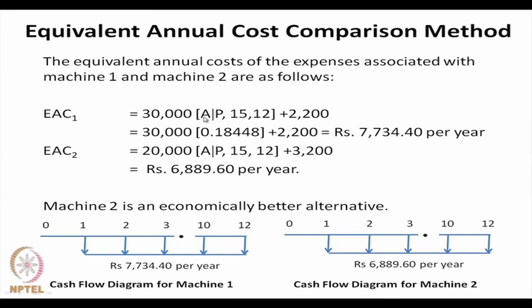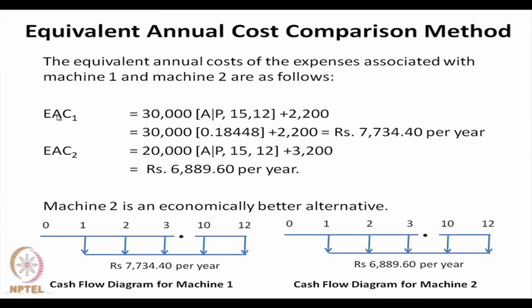This is capital recovery factor at 15% and 12 years. So, 30,000 is the initial present sum P, to be multiplied with the capital recovery factor read from the table as 0.18448. Add to that the already existing annuity of 2,200, that gave a value of 7,734 rupees 40 paise.